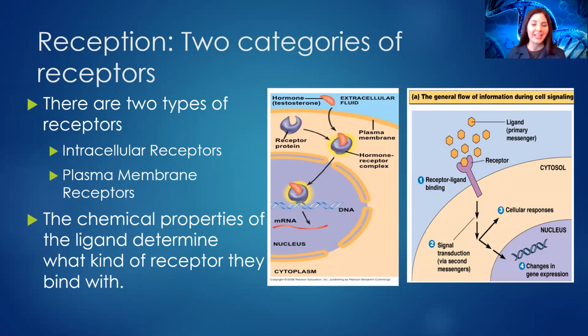So again, we have intracellular receptors, such as these, where that ligand can actually go through the plasma membrane and then dock with an intracellular receptor. And the other class, we have our plasma membrane receptors, where ligands will actually dock with the receiving protein, and then the message gets relayed, and the ligand never actually enters the cell itself. So the chemical properties of the ligand, or the signaling molecule, actually determine what kind of receptor it's going to bind with.